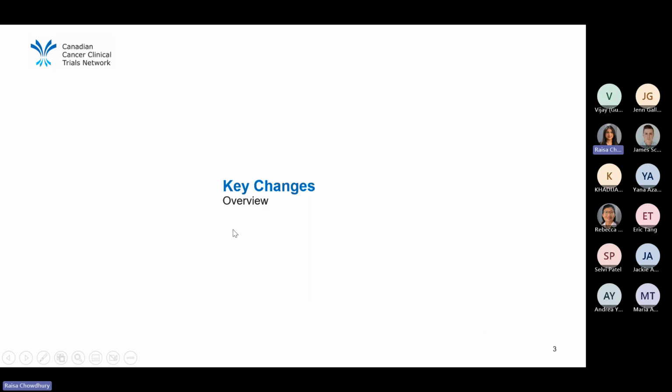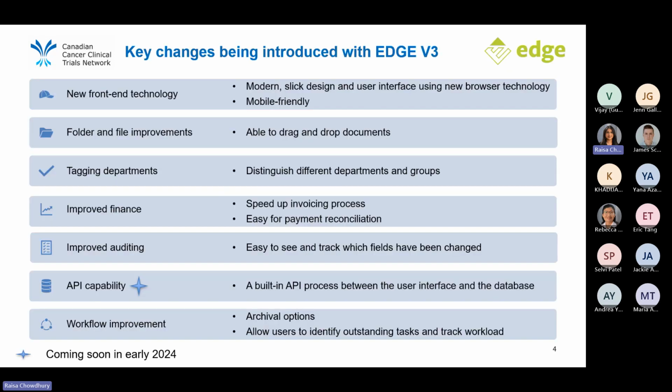We'll start off with some key changes, going over what's been introduced in Edge, but also any new terminology. This table highlights all the new changes that have been introduced: new front technology, more improvements for folders and files. There's the opportunity to tag departments. Finance has been improved. Auditing purposes have been improved. API capability hasn't been introduced to this version of Edge just yet. Most likely it will be in the system once it is live in Canada. And the last is improvements for workflow.